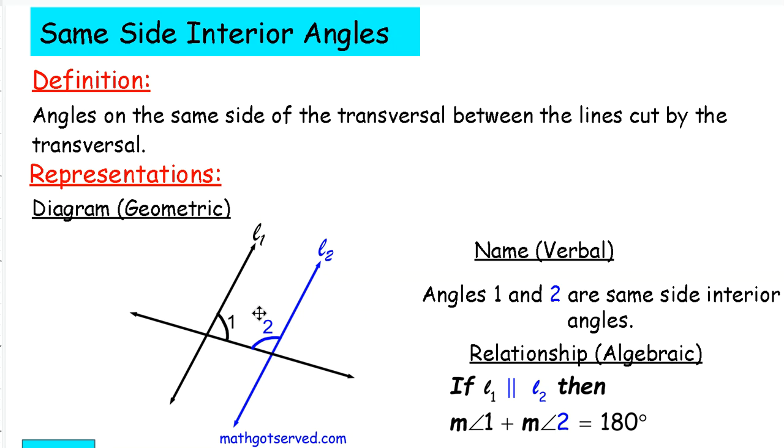Okay, if L1 and L2 are parallel, then angle 1 and angle 2 are supplementary. Do you remember what supplementary angles mean? Supplementary angles are angles that add up to 180. So we have the relationship here, the symbolic representation: if L1 and L2 are parallel, then the measure of angle 1 plus the measure of angle 2 is equal to 180, or they are supplementary.